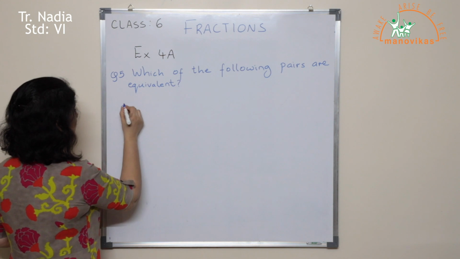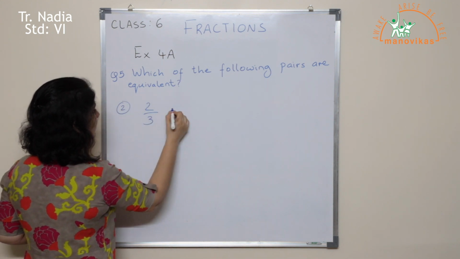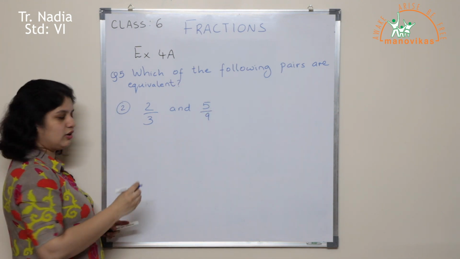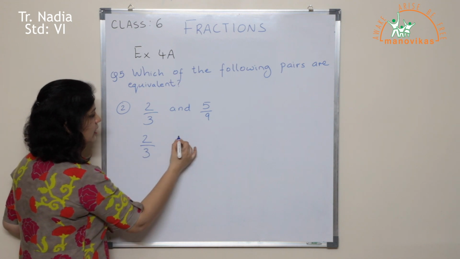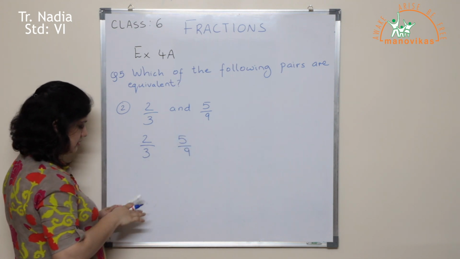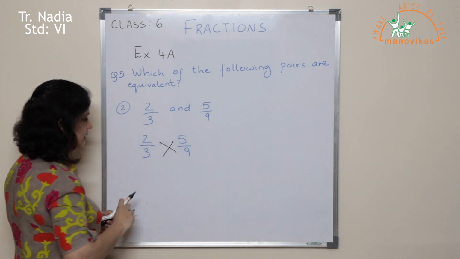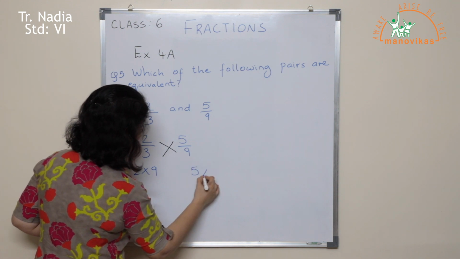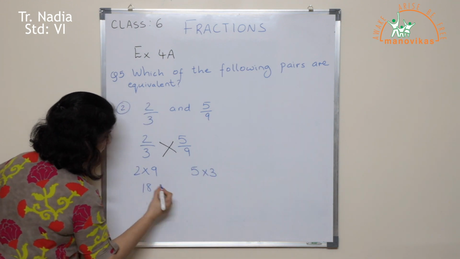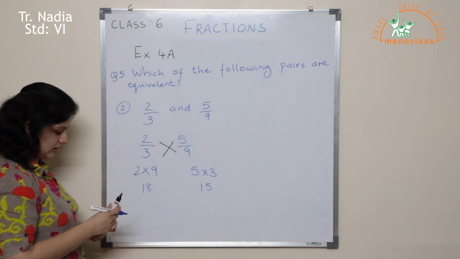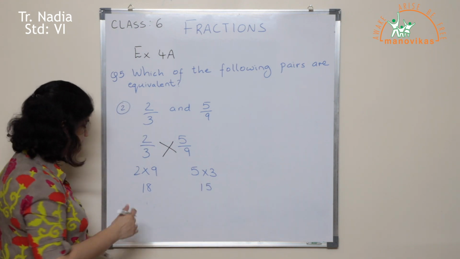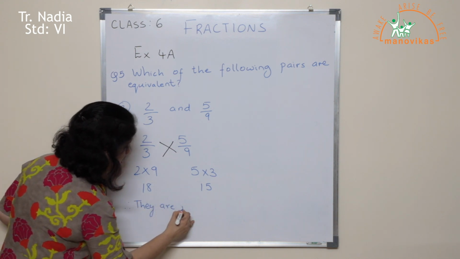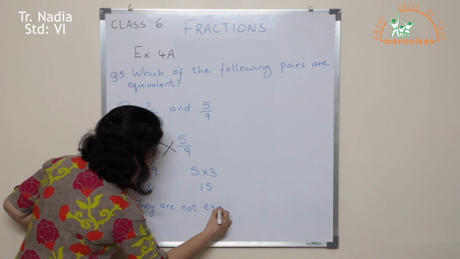Let us take another example. Say 2 upon 3 and 5 upon 9. We have to verify whether they are equivalent or not. Write the fractions down and cross multiply. So 2 will be multiplied by 9 and 5 will be multiplied by 3. On this side I get 18, on this side I get 15. Now you can look here, it is not the same answer. So my final statement will be therefore they are not equivalent.